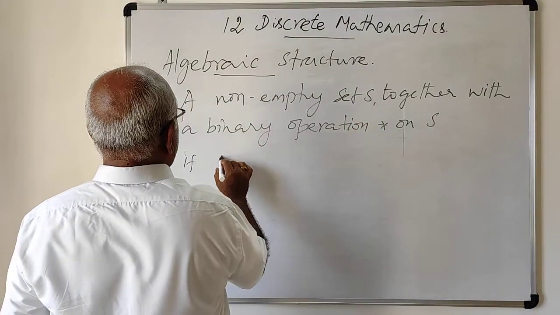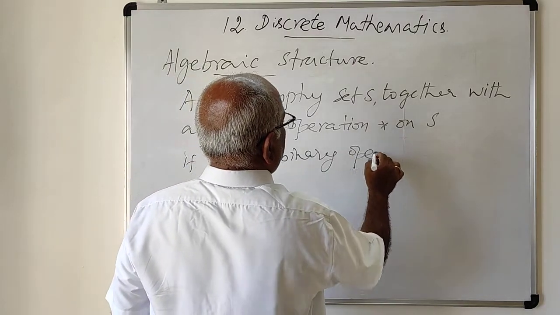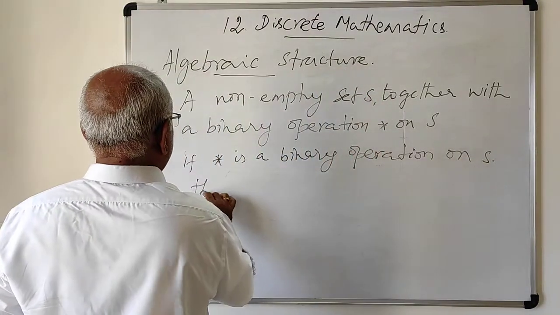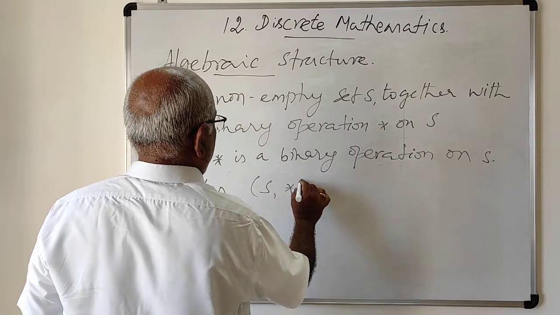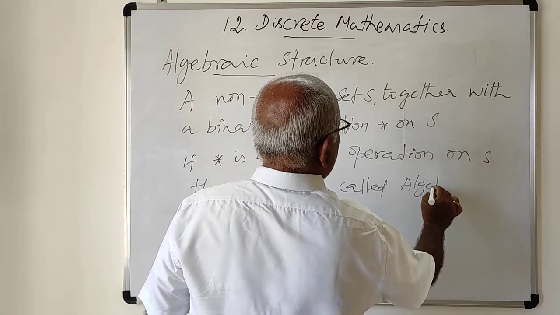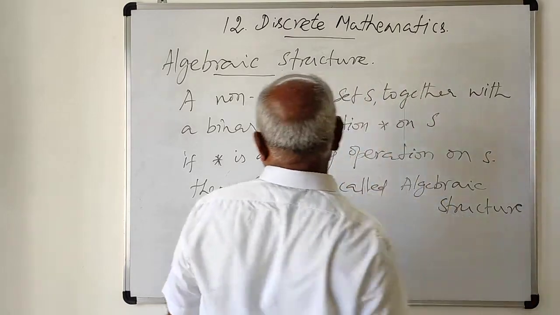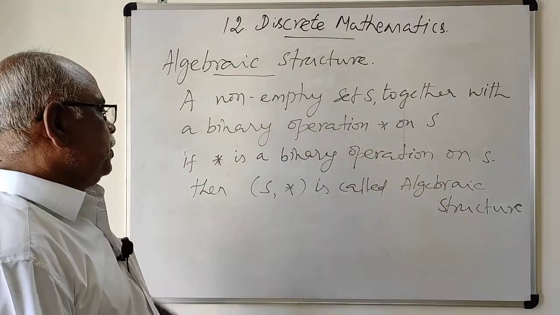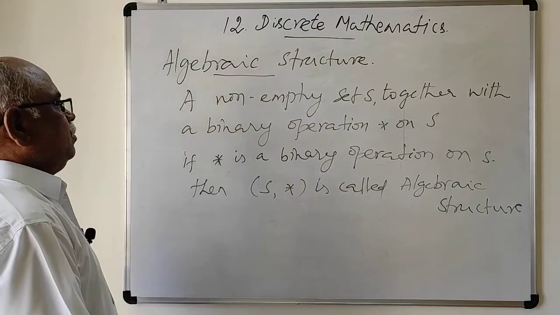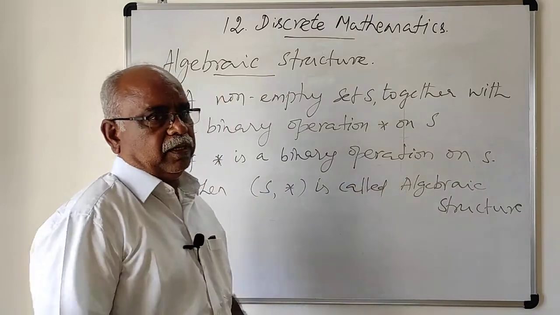If star is a binary operation on S, then the pair S, star is called an algebraic structure on S with respect to star. S, star is an algebraic structure on S with respect to the binary operation star: a non-empty set together with the binary operation star on S.